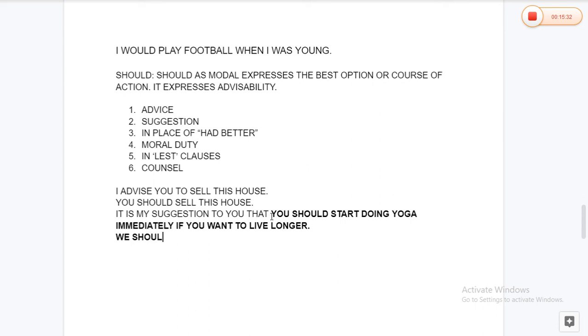We should help the needy people. It should be done in the name of humanity. Fine. Is there any doubt regarding should?